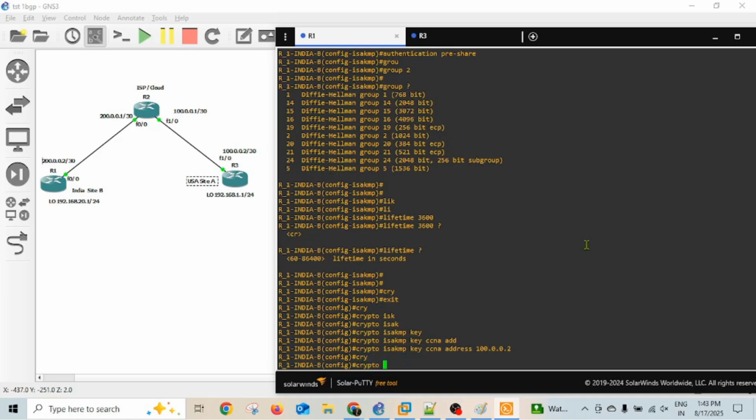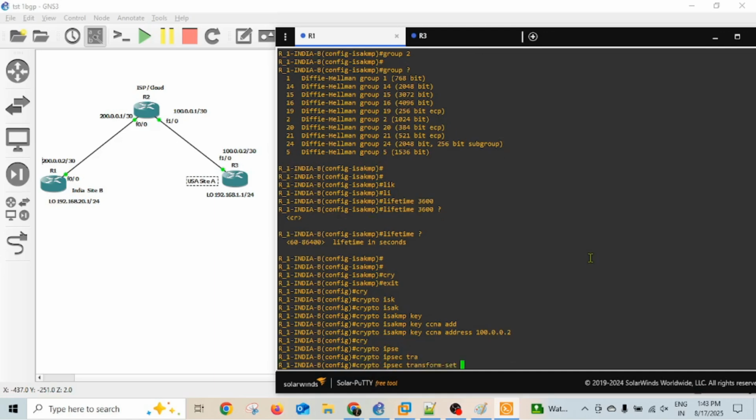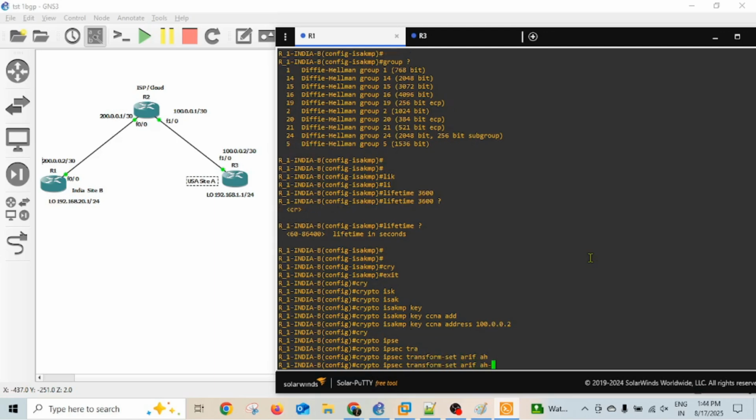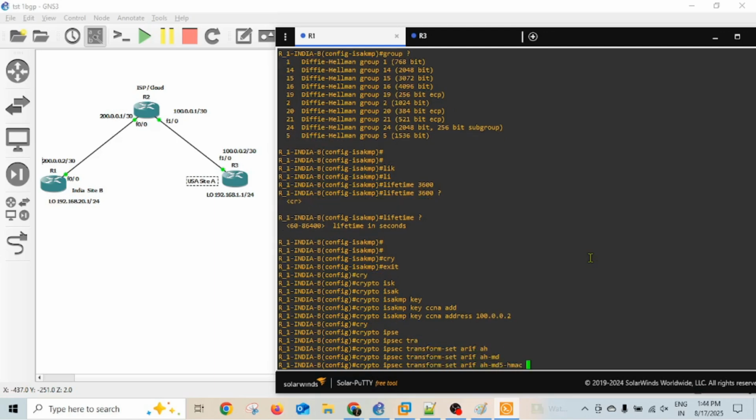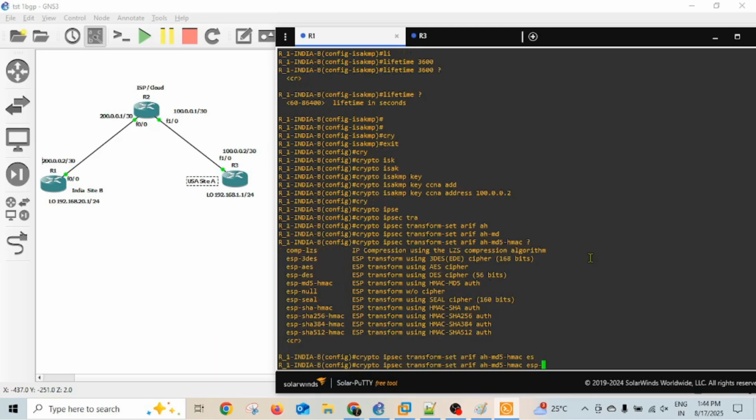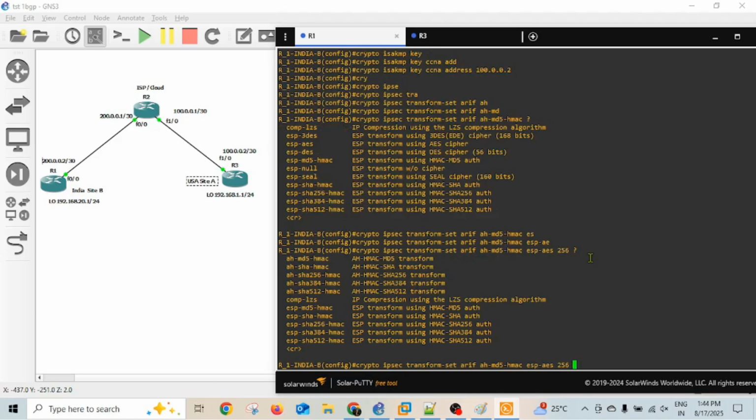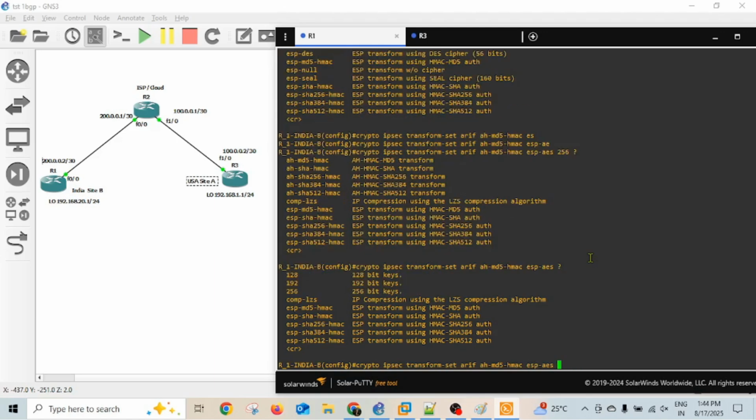And again we define the crypto IPsec. What we define, we just configure a transform set. So transform set, then I say my name is Arif, and MD5. And there is ESP for the tunnel. So ESP AES 256, the algorithm is 256. You can configure like that. You can accordingly take. So I'm just configuring this one. So 256.